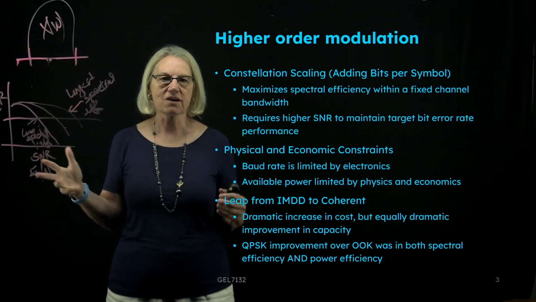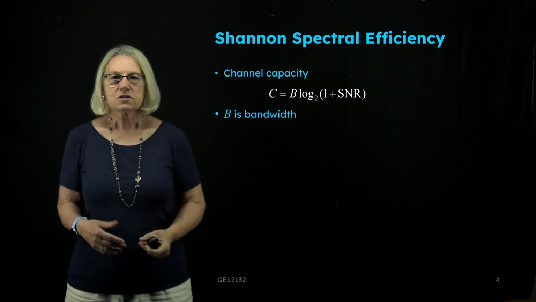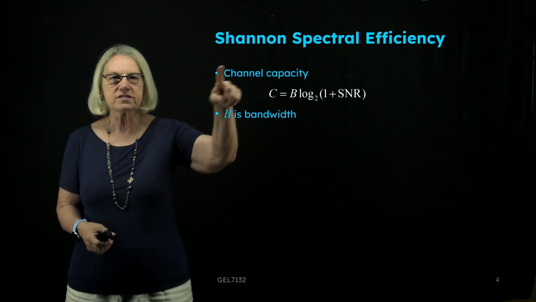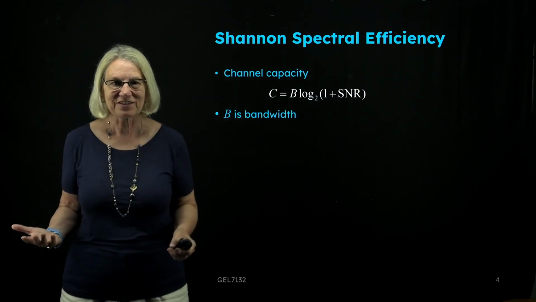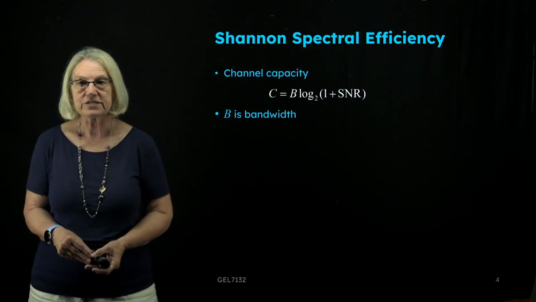What kind of compromises are involved in the polarization modulation choice? So let's go back to some very fundamental theory about capacity, what's something known as the Shannon channel capacity, the Shannon spectral efficiency. This is the equation proposed by Shannon for an additive white Gaussian noise channel.